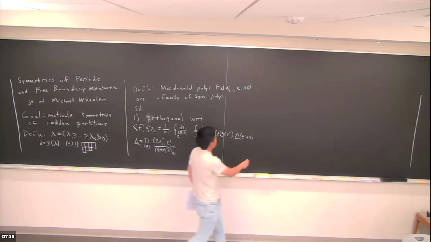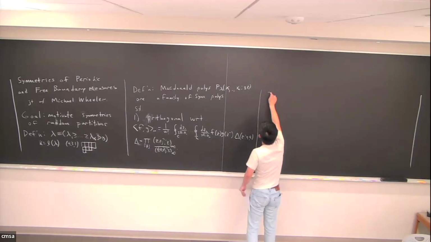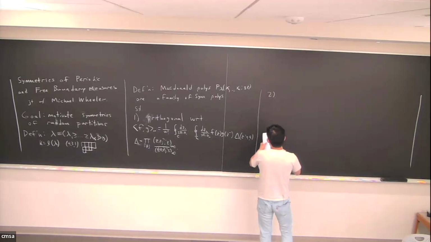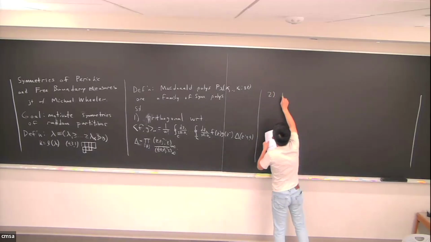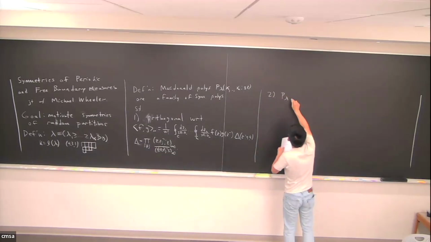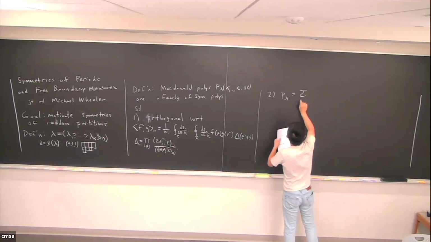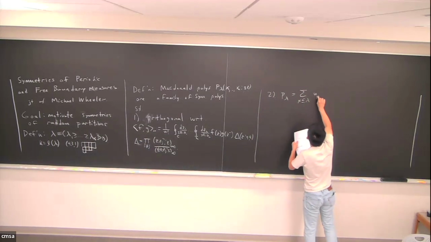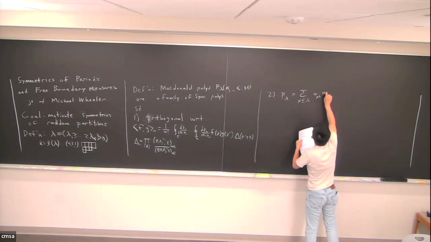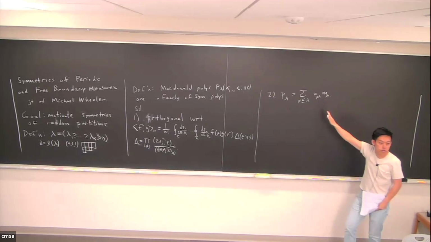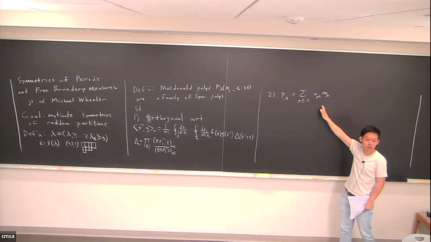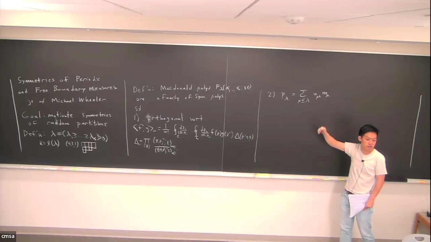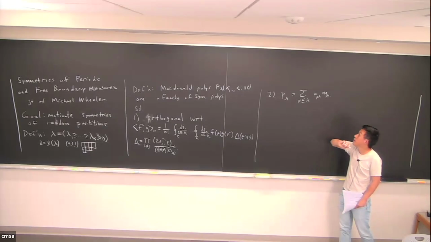And the second property, which is less relevant for us, is that there's some sort of triangularity. P lambda is equal to a sum over all mu less than or equal to lambda, u mu lambda m mu. What are these m mu? These are the obvious basis. You take a monomial, x1 to some power, x2 to some power, and you symmetrize it. So this obviously gives you a symmetric polynomial.